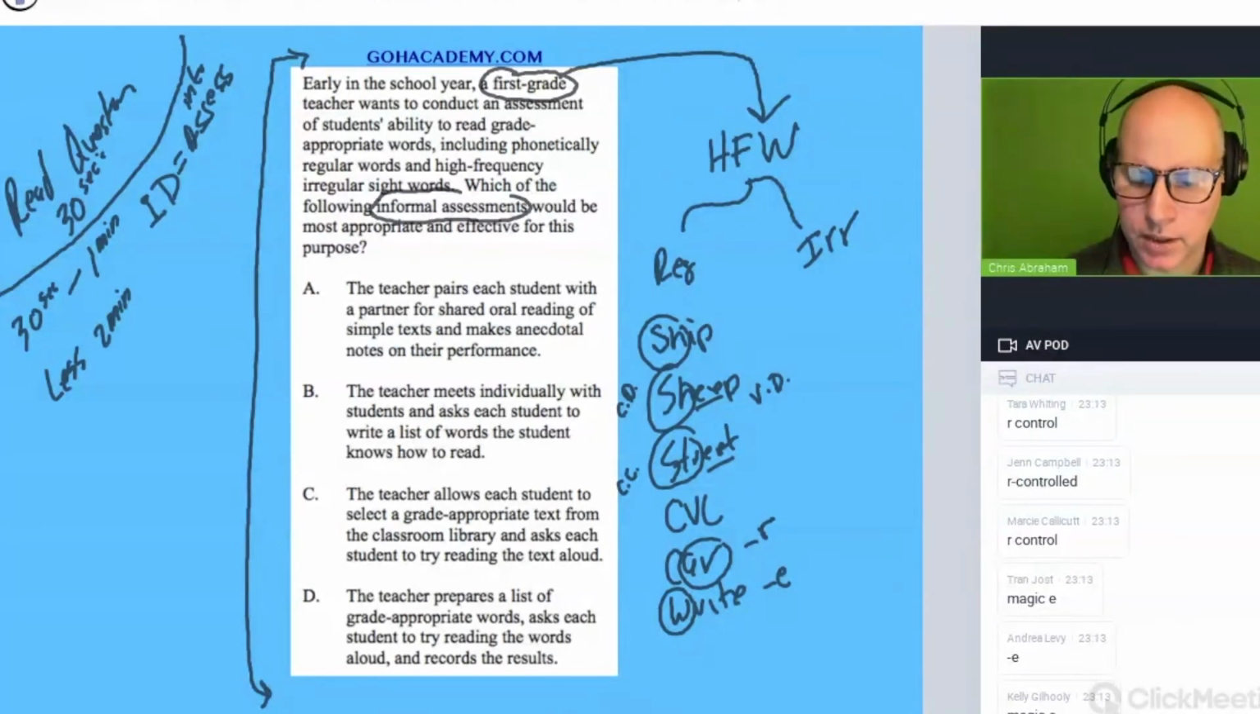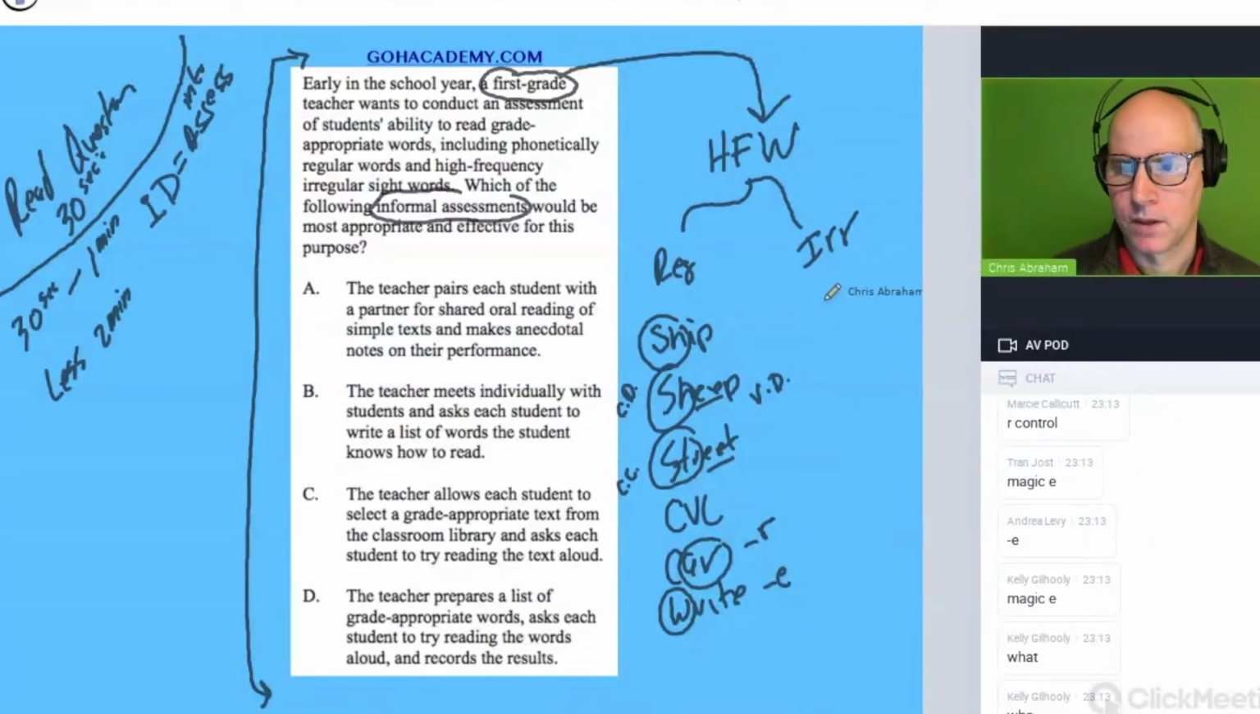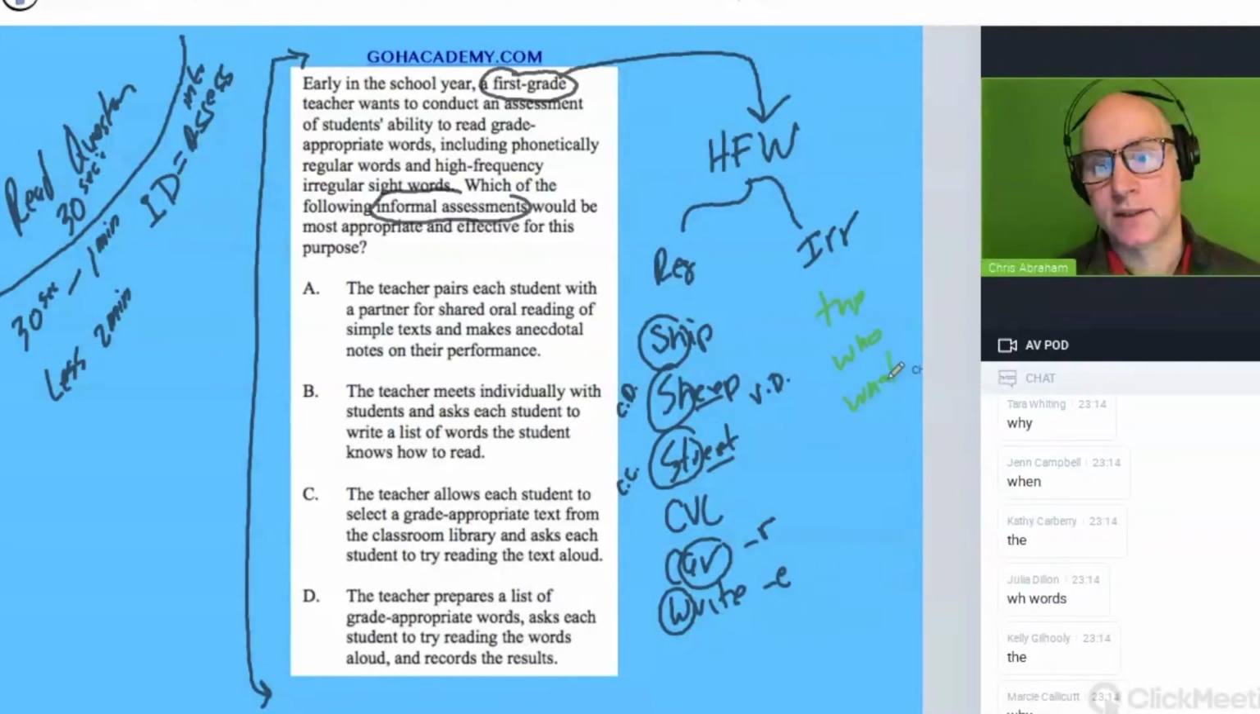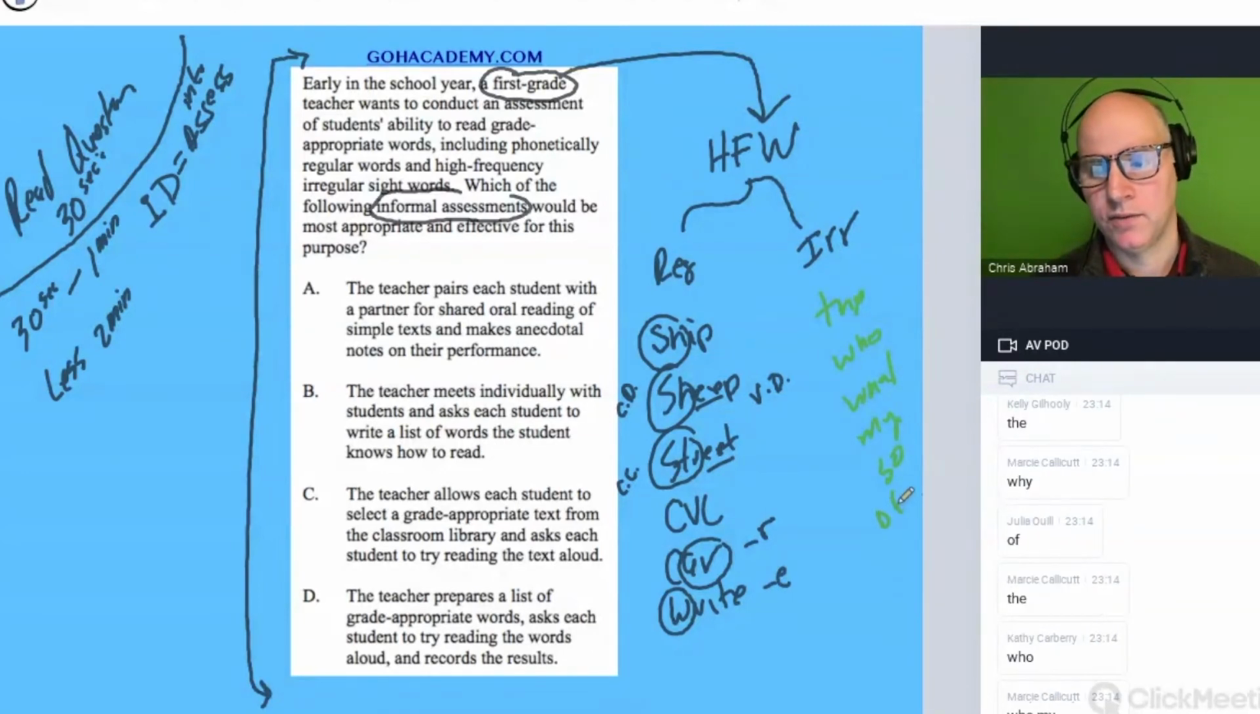What about irregular words? What might you see? Let's write them down. The, who, what, my, so, of, right?